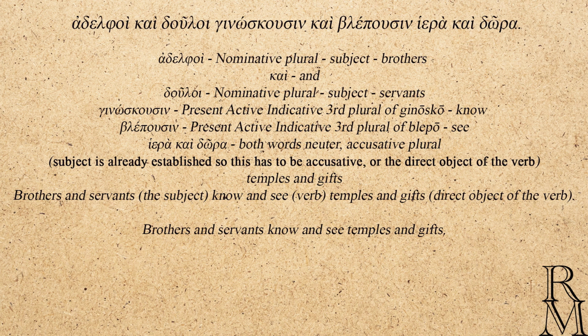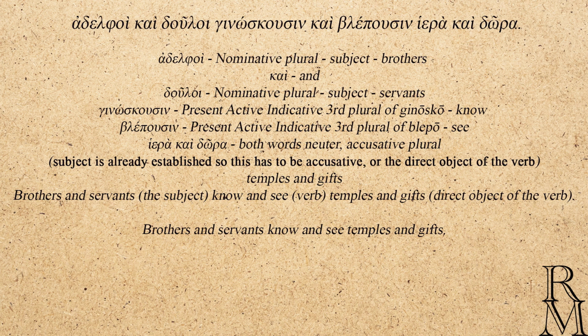You don't have to say they know because it agrees in number with the subject. You know that the verb goes with that Adelphoi and douloi, and you know that they is talking about brothers and servants. So you don't have to add the they into the translation. It is simply brothers and servants know and see. Hiera kai dora. Both of these words are accusative plural.